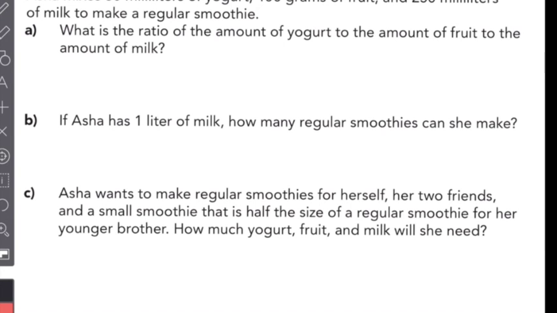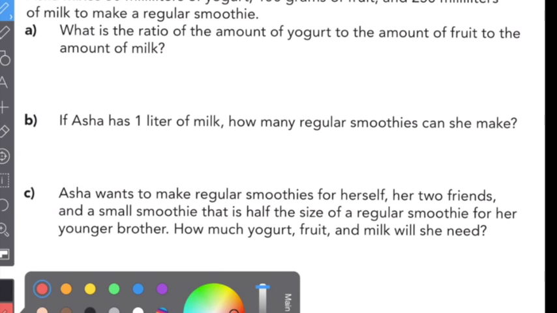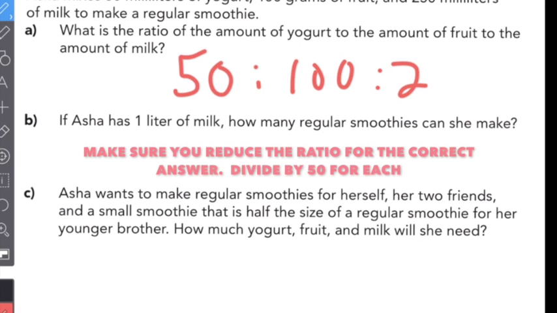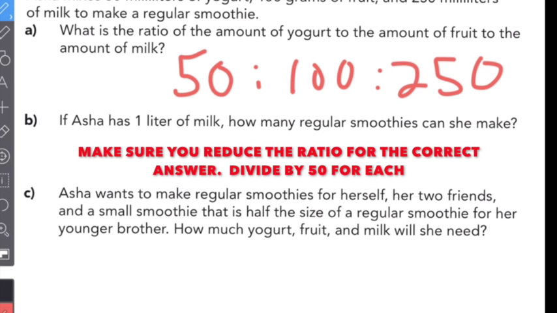Okay, so the last one says Asha mixes 50 milliliters of yogurt, 100 grams of fruit, and 250 milliliters of milk to make a regular smoothie. So what we need to do for A is figure out the ratio for everything. So the ratio is 50, which is milliliters, to 100, which is grams, to 250, which is milliliters. So you can just leave it at that.